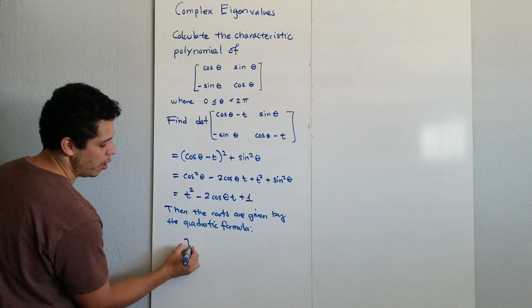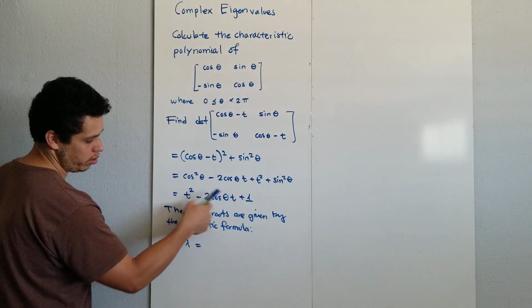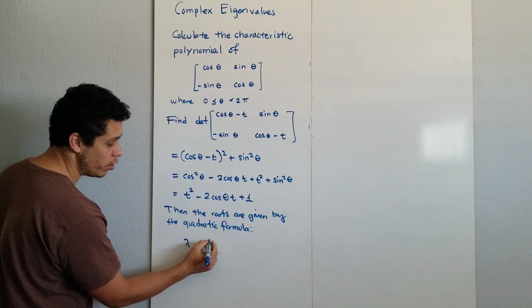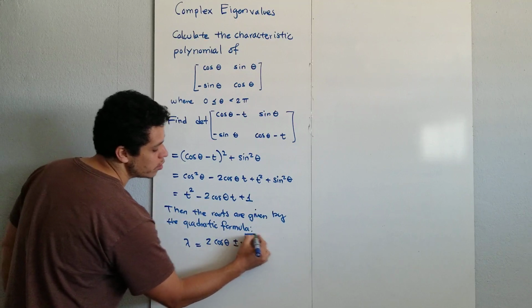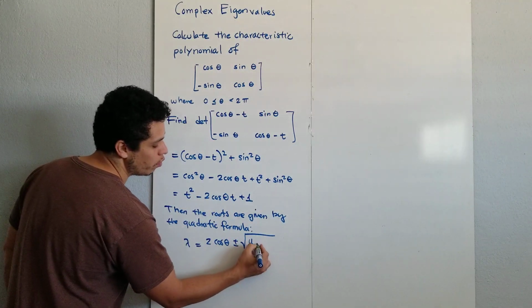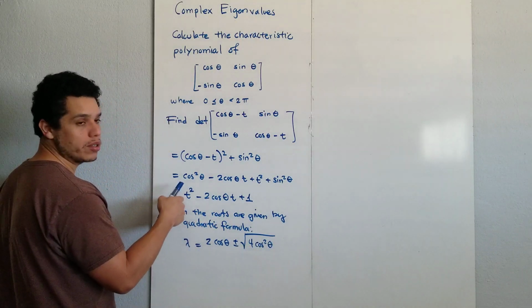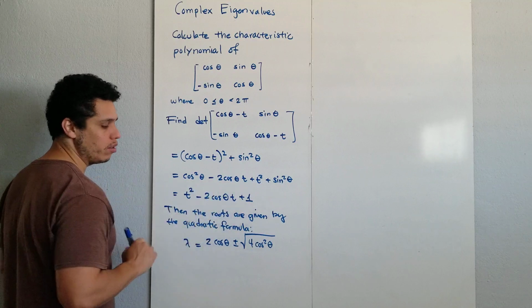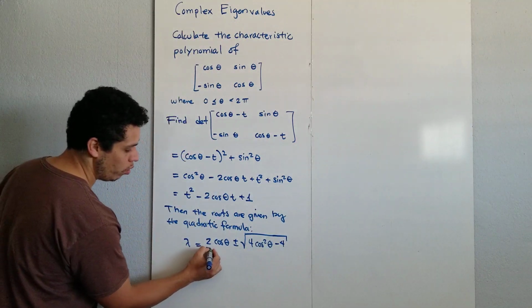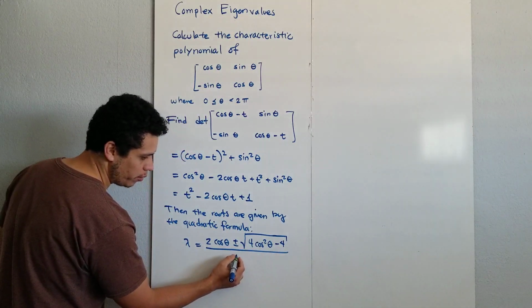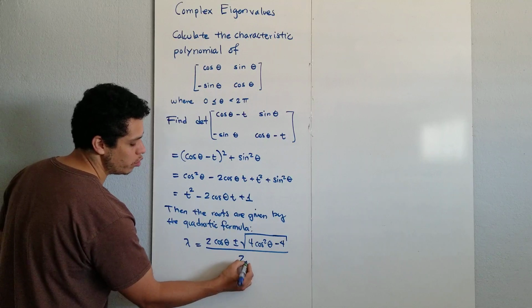So I'm going to call them lambda as usual, right, for eigenvalues. This would be, well, negative of the linear coefficient, so 2 cosine theta, plus or minus the square root of the linear coefficient squared, so 4 cosine squared theta, minus 4 times the quadratic coefficient times the constant coefficient, so minus 4, and all over the following expression, which corresponds to 2.